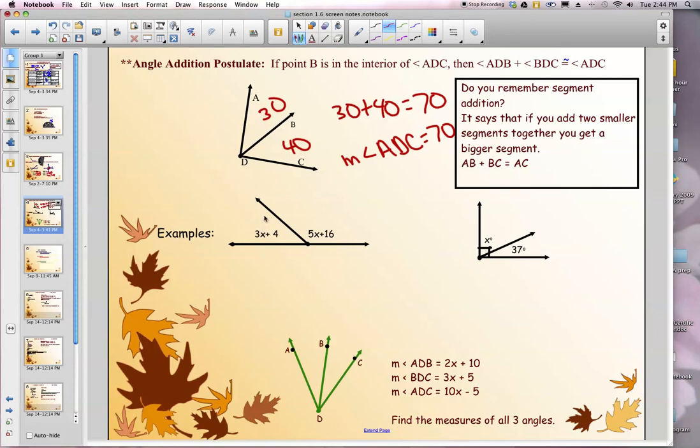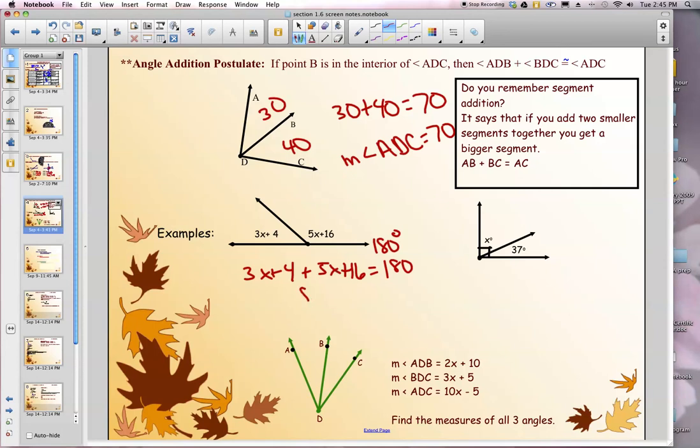Because you know I'm going to put in the algebra. For example, here, this angle plus this angle, it doesn't say how much the bigger angle is, but in the picture you can see that they form a straight line together. So what does that mean? What does that straight line mean? It means 180 degrees. So I would say that if I added the 3x plus 4 to the 5x plus 16, if I added those two smaller angles together, they would have to equal 180 degrees because together they make a straight line. And then from there, you do your algebra.